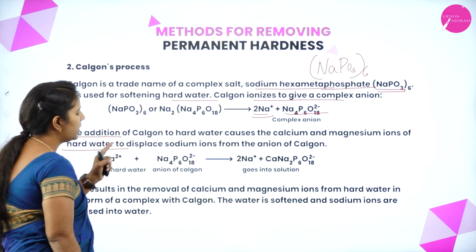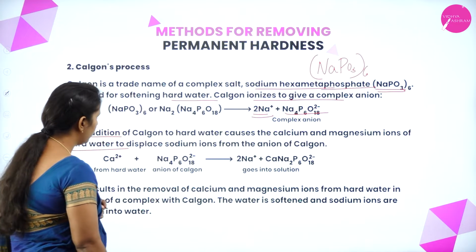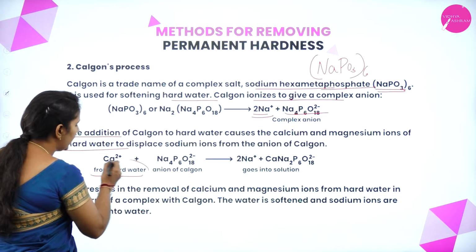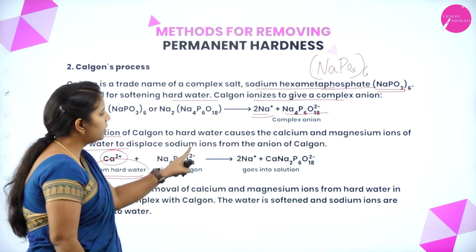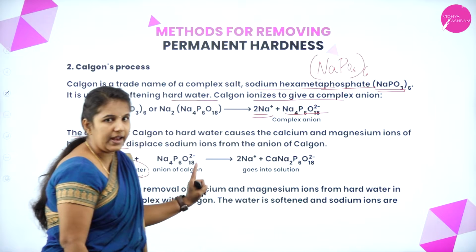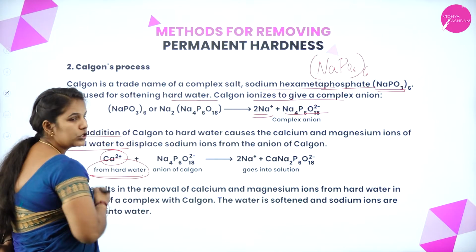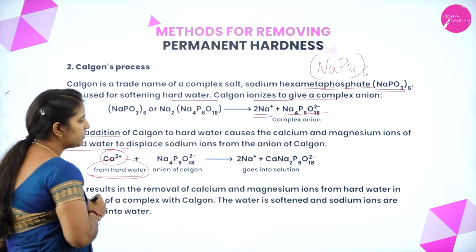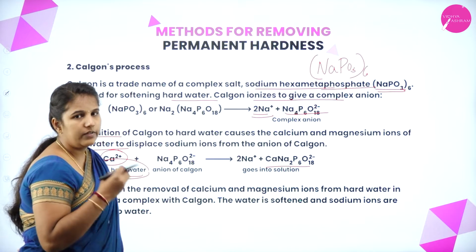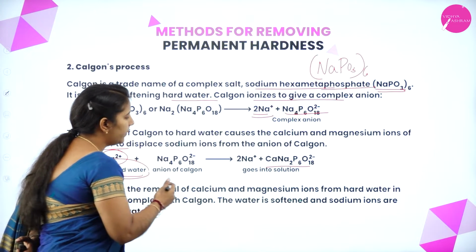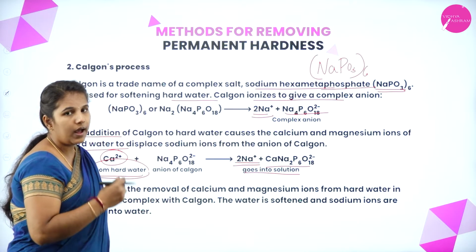in the hard water to be displaced with the sodium ions to form anions of Calgon. Here you can see that I have taken the hard water which consists of calcium, which reacts with the complex anion formed from the Calgon. The sodium is replaced by the calcium and a sodium calcium Calgon is formed. So, this goes into solution with the formation of sodium ions.